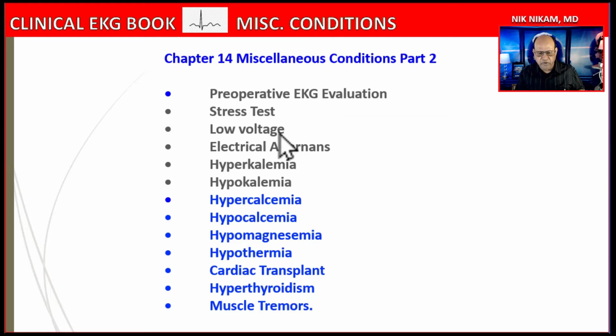So we talked about low voltage, electrical alternans, hyperkalemia and hypokalemia. And in part 2, we will be talking about calcium, magnesium, hypothermia, cardiac transplant, hyperthyroidism, and muscle tremors.